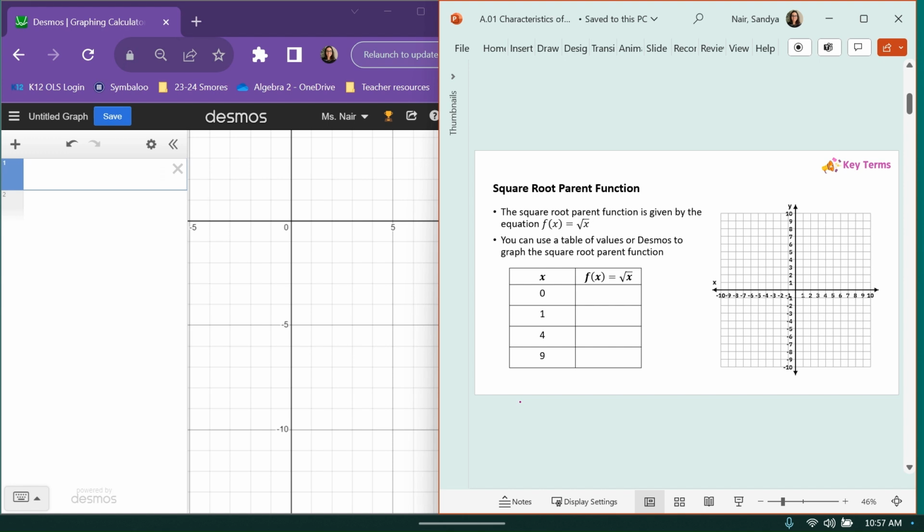So for example, for x equals 0, we would do the square root of 0, which is equal to 0. So that would give us our first value. So we can actually plot the point 0, 0 on our graph.